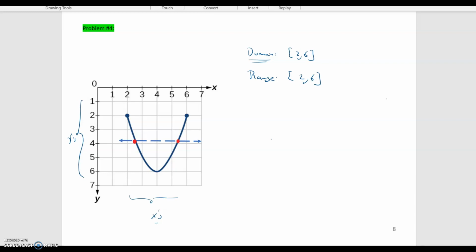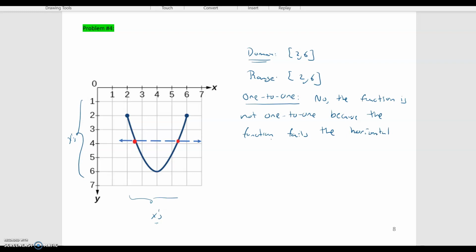So let me just write it in terms of the 1-to-1. And in this case, no, the function is not 1-to-1 because it fails the horizontal line test. And that's actually it for this one.